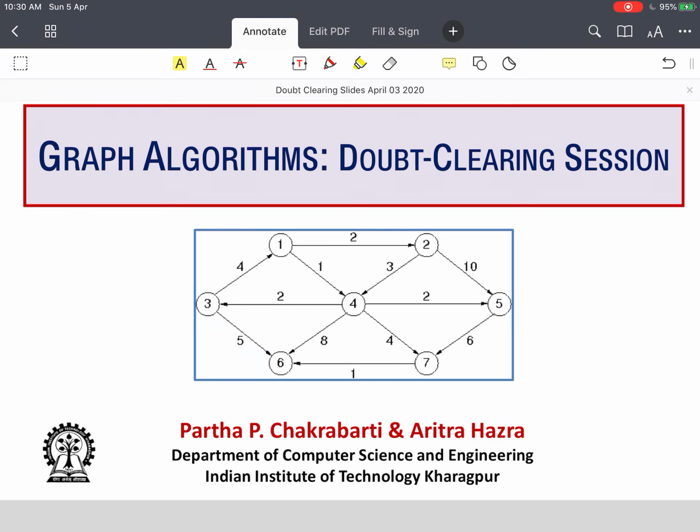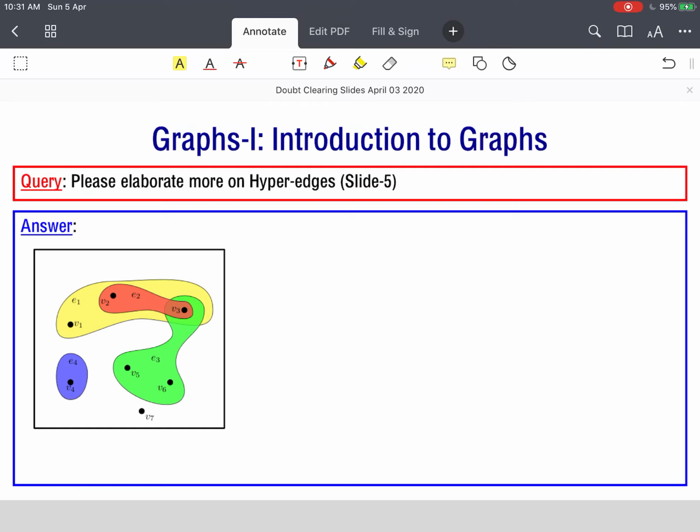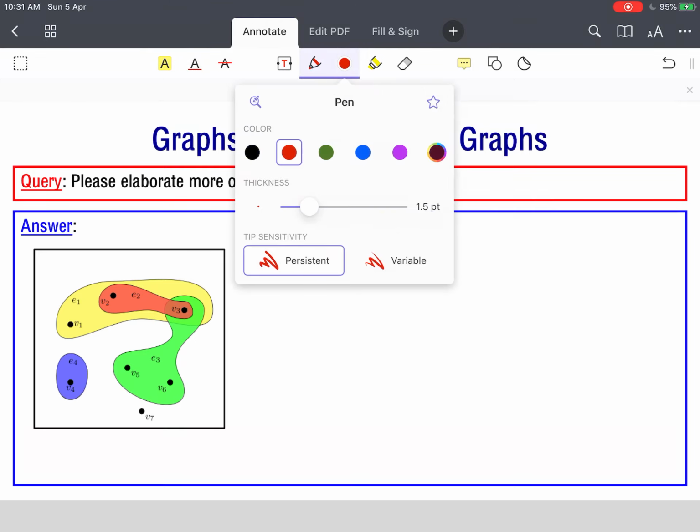So today we will go through the doubts that have been expressed by the students and we will go lecture wise. The first lecture was an introduction to graphs, and on that lecture we have several doubt clearing questions which we shall answer now. This is the first question. The first question was to elaborate more on hypergraphs.